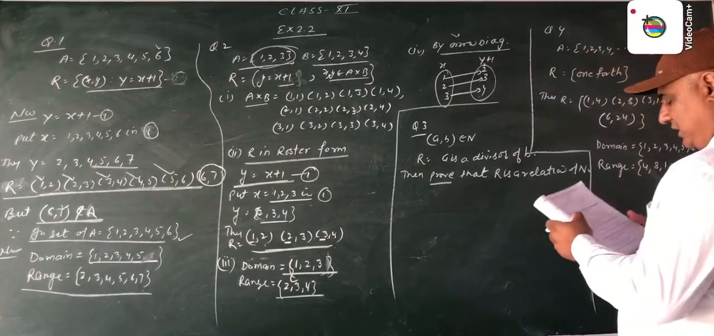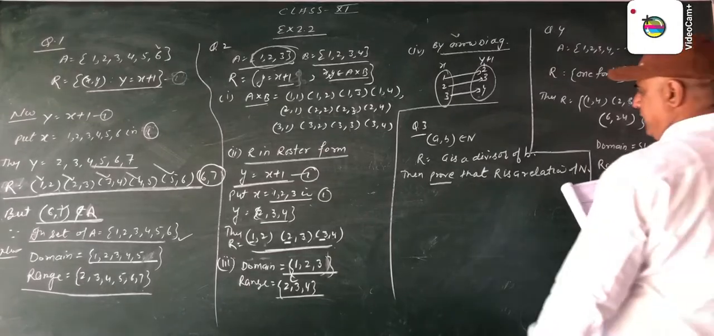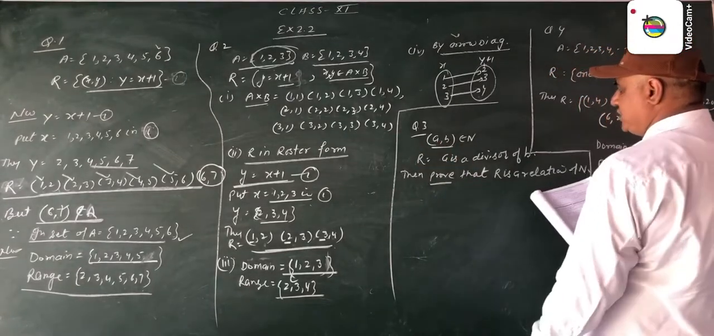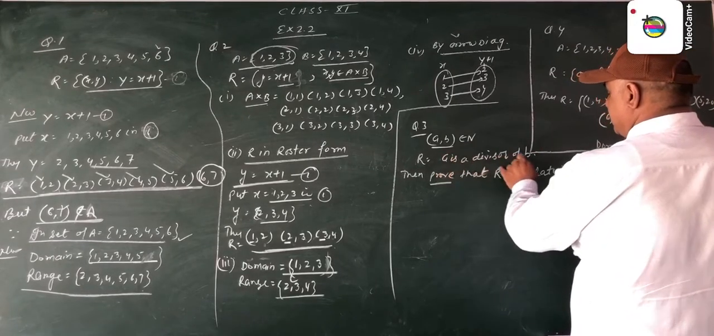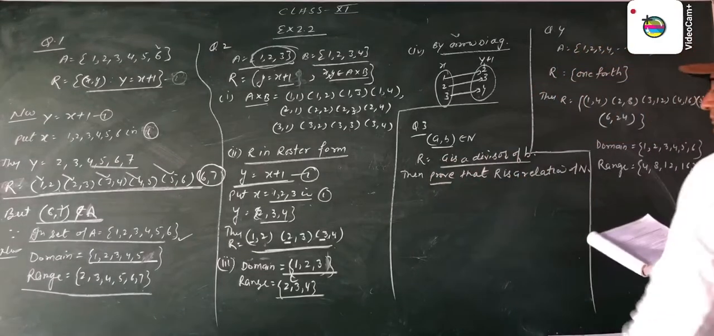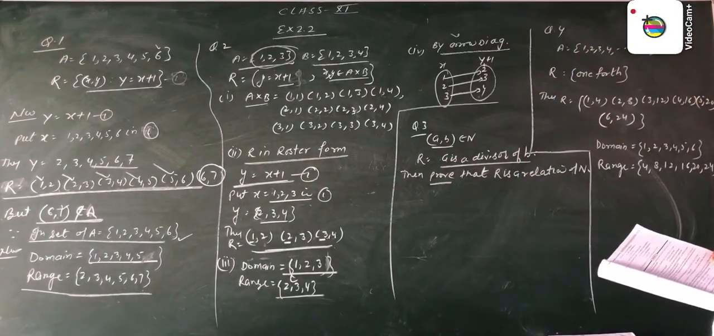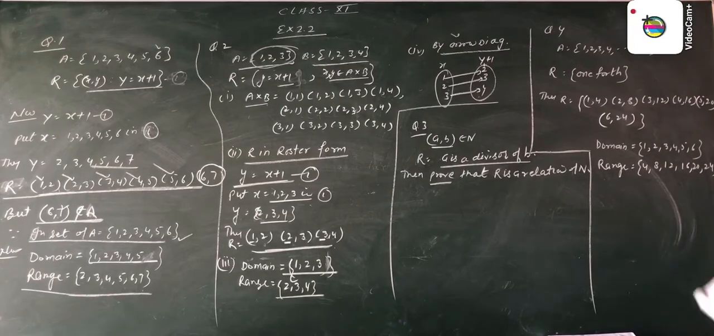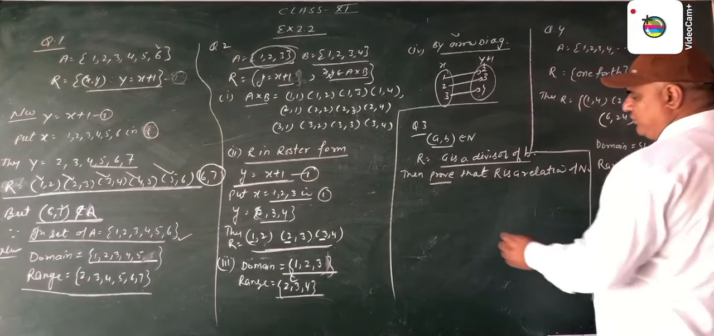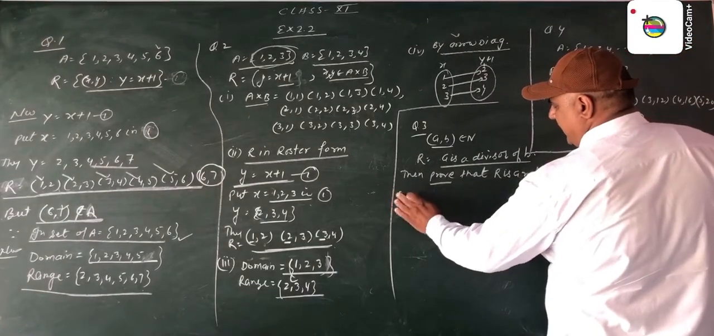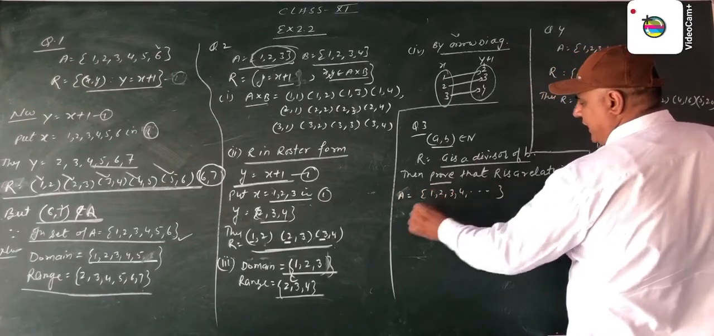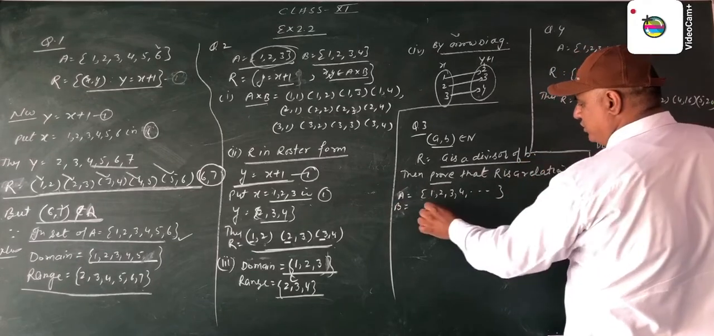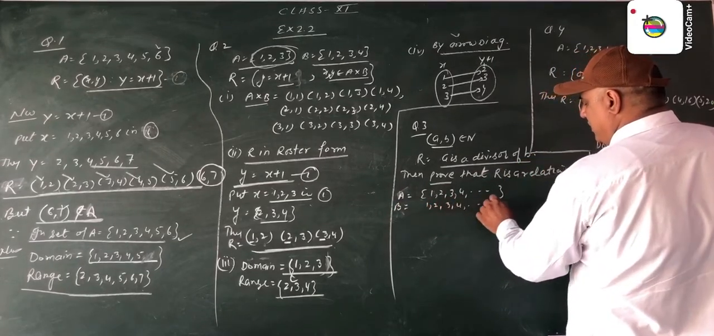Now in question number 3, it says A and B are sets of natural numbers and R says that A is a divisor of B. It means A completely divides B. Then prove that R is a relation on natural numbers. So now look, R is a set where we take the elements of A as 1, 2, 3, 4 and so on. And B is another set, also 1, 2, 3, 4 and so on.